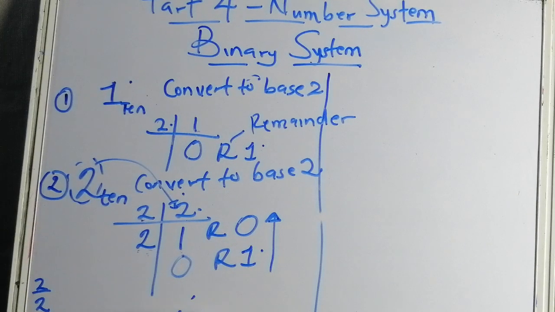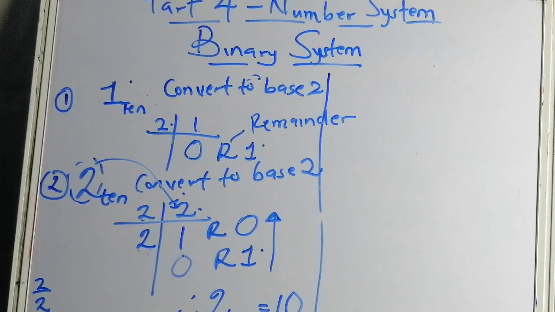So it means therefore 2 base 10 is equal to what? 1 0 in what? In base 2. So that is it. It's as simple as that. Okay. 2 in base 10 is equal to 1 0. 1 0 in what? In base 2. So it's as simple as that.